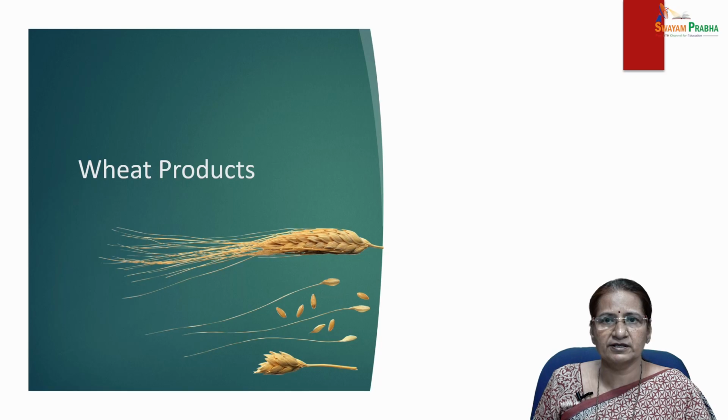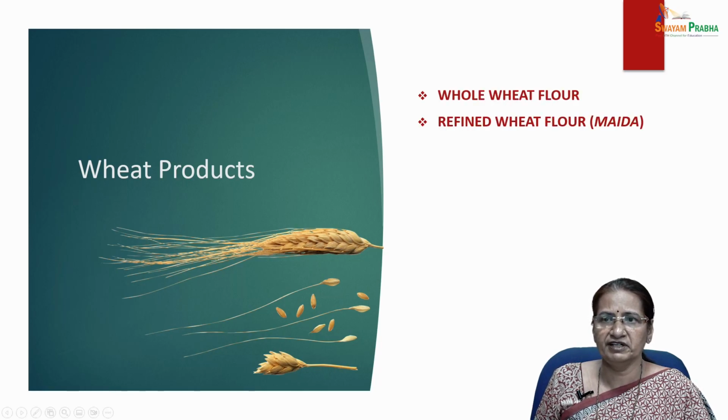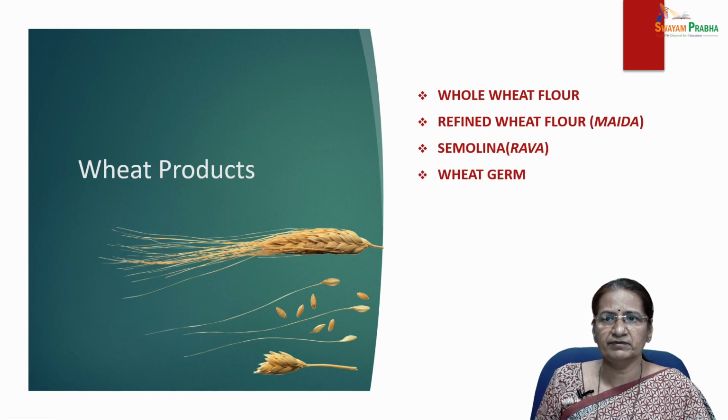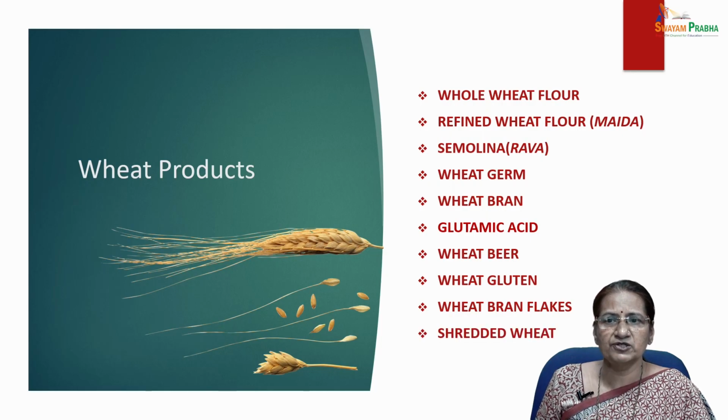Now wheat products we shall be discussing: whole wheat flour, refined wheat flour or maida, semolina that is rava, wheat germ, wheat bran, glutamic acid, wheat beer, wheat gluten, wheat bran flakes and shredded wheat.